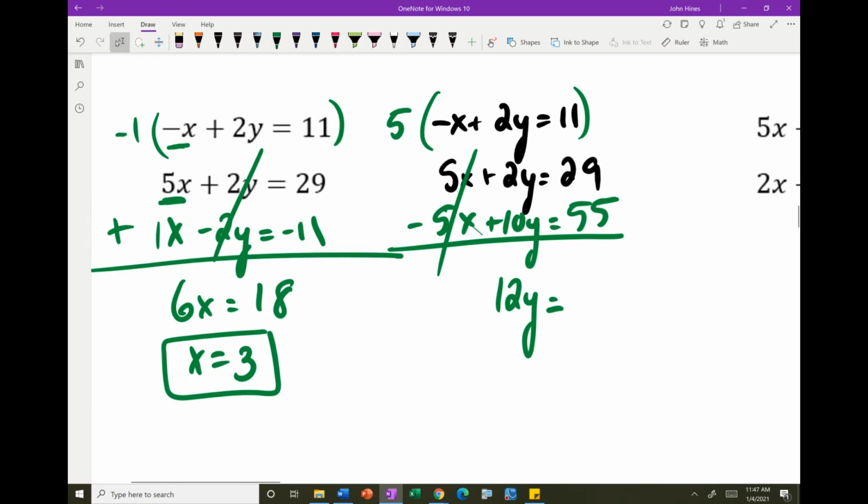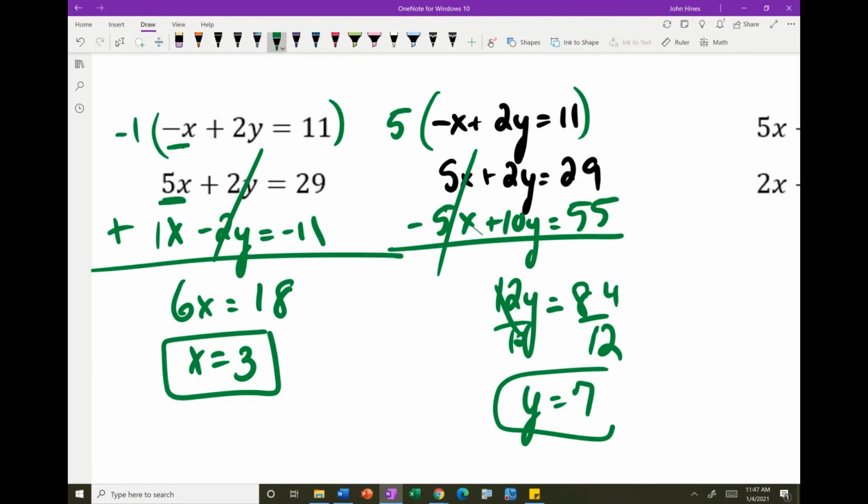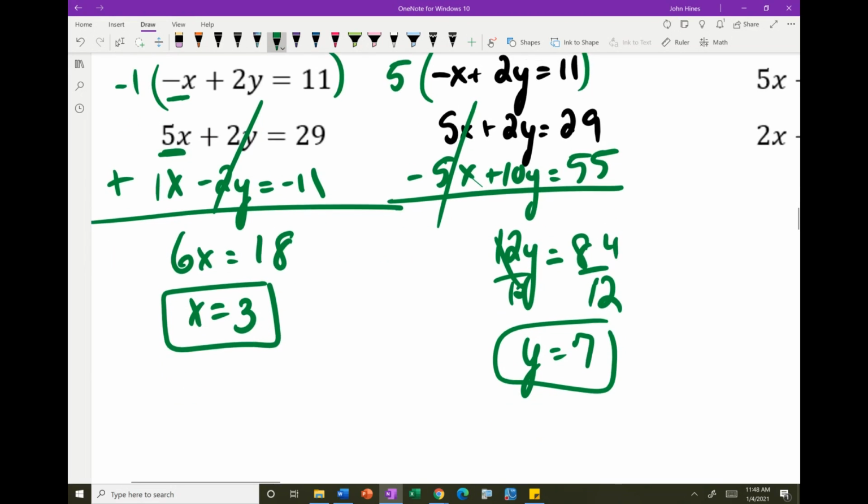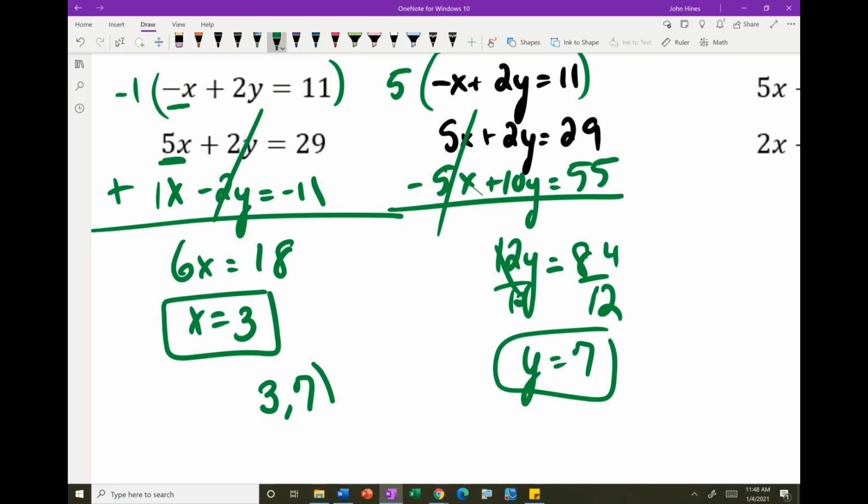Now I get 12y equals 4, carry the 84. And dividing by 12, I get 7. Which I got ahead of myself there. Y equals 7. So notice I did elimination twice here. I don't recommend doing that all the time, but if you'd like that, that's fine. But there's more than one way to do these problems is what I want you to understand. So just because I did it one way, you might do it another way to get to the solution.